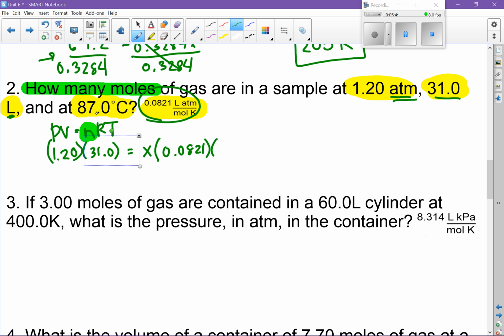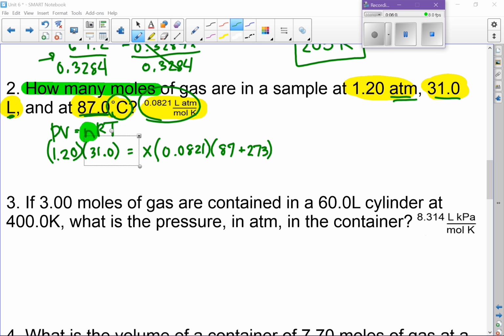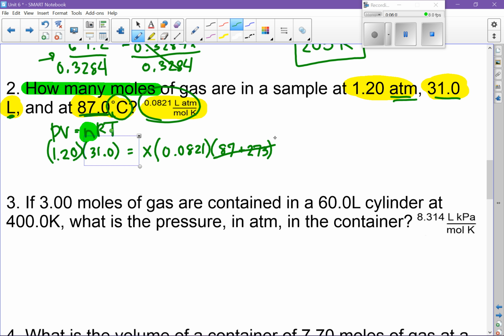And temperature is here. But here's the problem. It's in Celsius. So we need to add 273. You have to remember to do that because it says Celsius. So now we're just going to solve. So when I do this addition right here, I get 360. And then I can solve just like I did in the previous one.